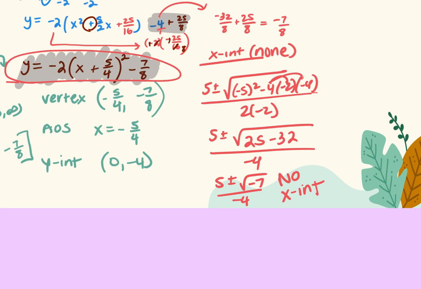If you had done the even root property, I would have moved the 7/8 to the other side, which would have made it positive. I would have divided by -2, which would have made it negative. Then I would have tried to square root it, and it'd still be square rooting a negative number, so it'd still be no x-intercepts.